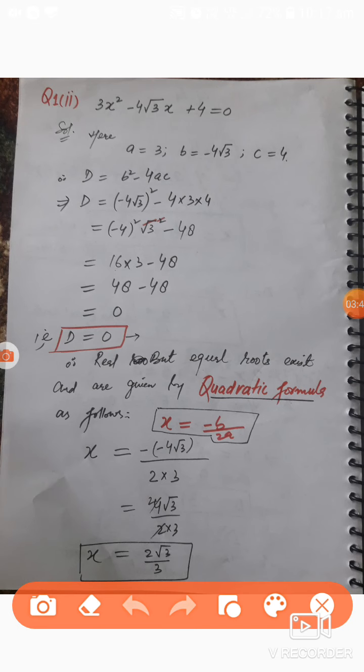Now we have another quadratic equation, that is 3x square minus 4 into square root 3 x plus 4 equal to 0. Here, when compared with the general equation ax square plus bx plus c equal to 0, we have a equal to 3, that is the leading coefficient of the equation, b equal to minus 4 into square root of 3, that is the coefficient of x, and the constant term, that is c equal to 4.